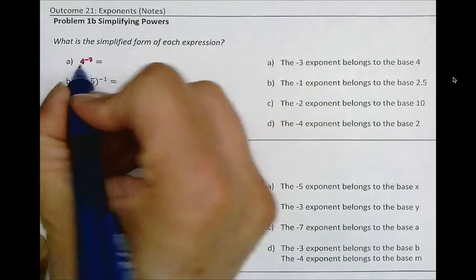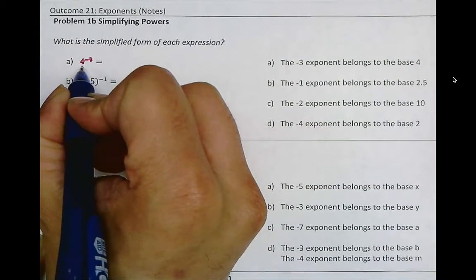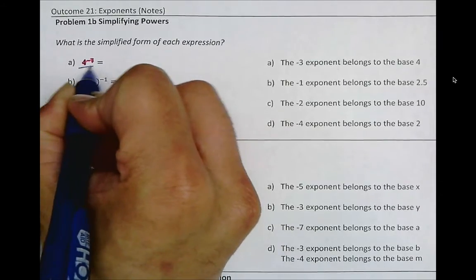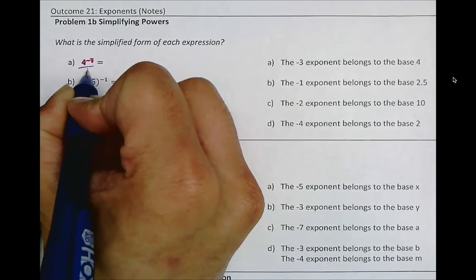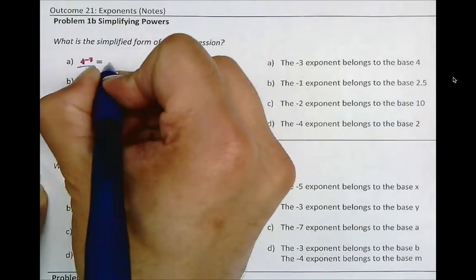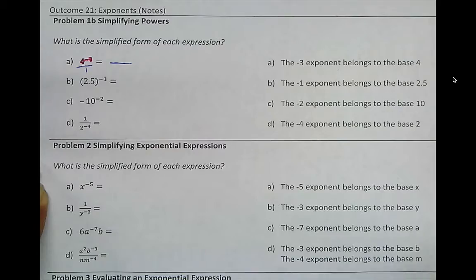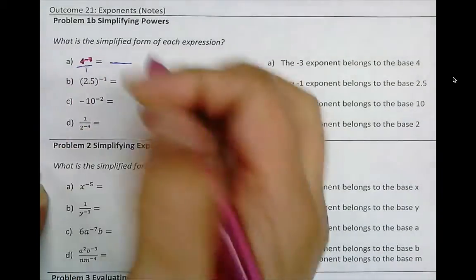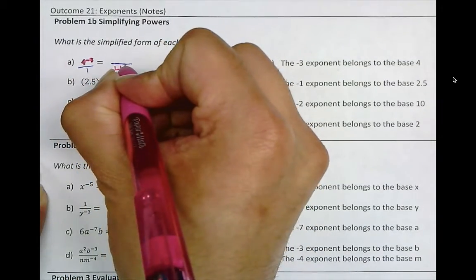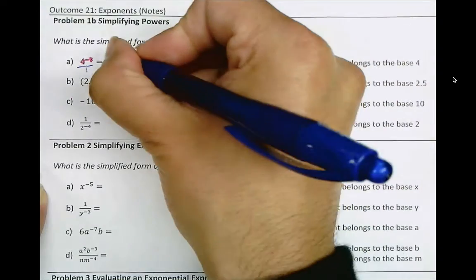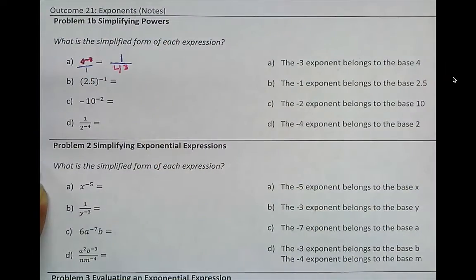So currently our fraction bar is not visible, but recall that when it's not visible, it's always underneath the number with the 1 in the denominator. So now let's go ahead and write our fraction bar. And the 4 to the power of negative 3 goes from the numerator, drops down into the denominator to make this exponent a positive 3. Let's place a 1 on top.